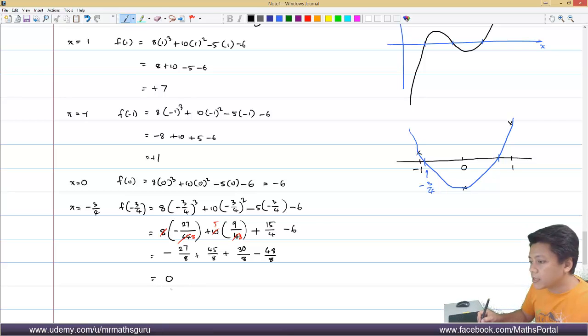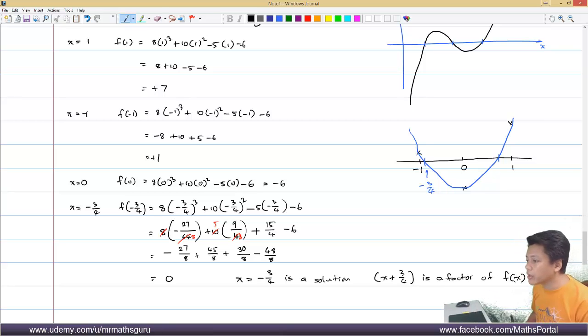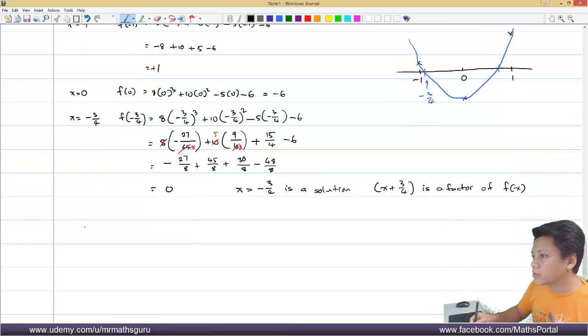Which means that x equal to minus 3 over 4 is a value, well, is our solution, or in other words, x plus 3 over 4 is a factor of f(x). Okay, this is how we get the first factor of the cubic function. Alright, now let's go back.